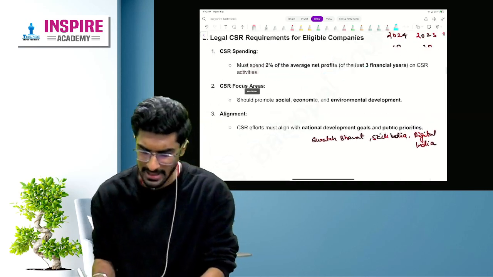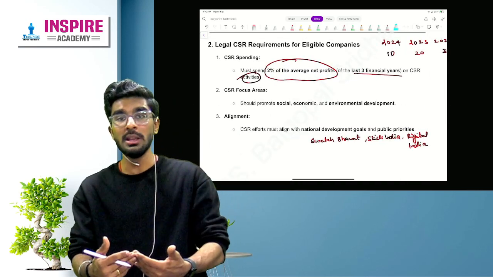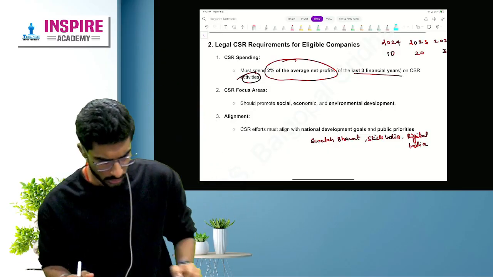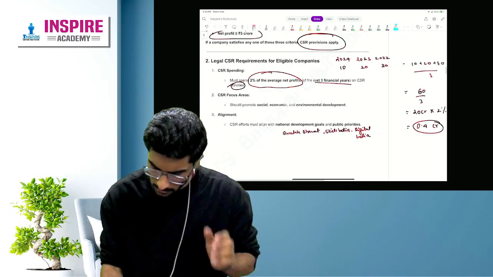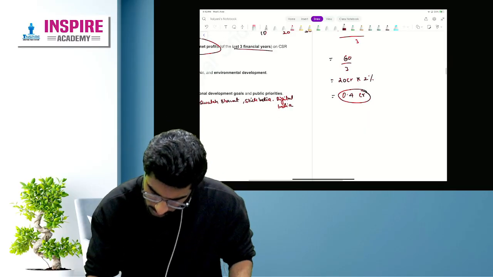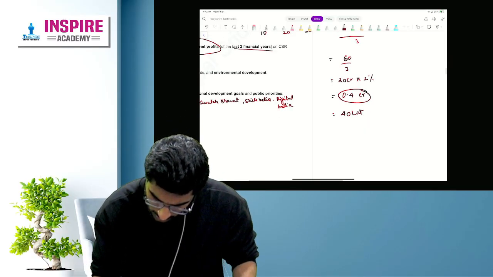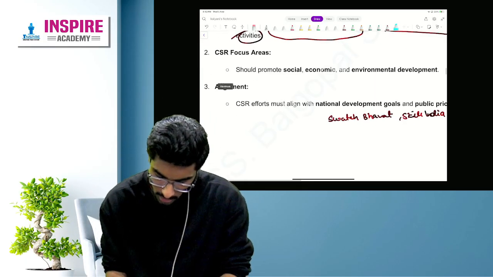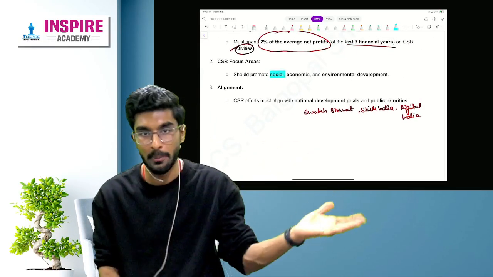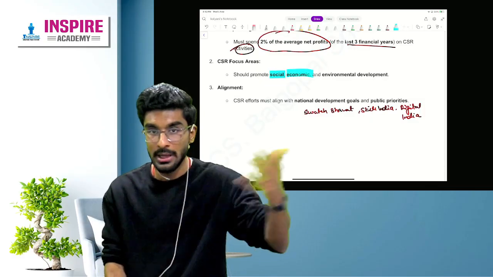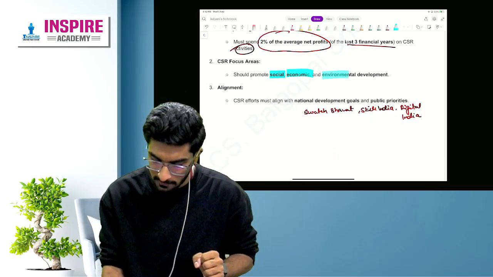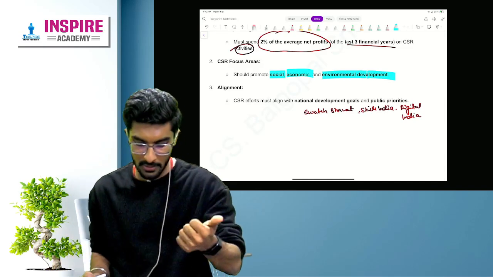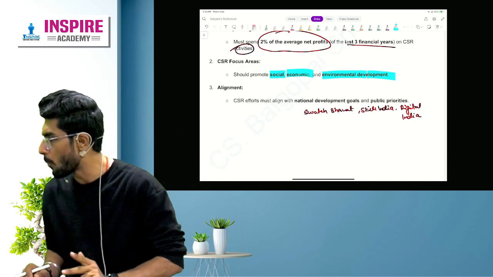Now that I have to spend on CSR, in which activities, what should be my focus area that I have to incur this 0.4 crores? That means 40 lakhs. This 40 lakhs, where should I actually incur, people? I should focus on promoting social development of the society, economic development of the society, or environmental development of the society. Yes or no, people? So 3 focus areas: number 1 is social, economic, and environment.